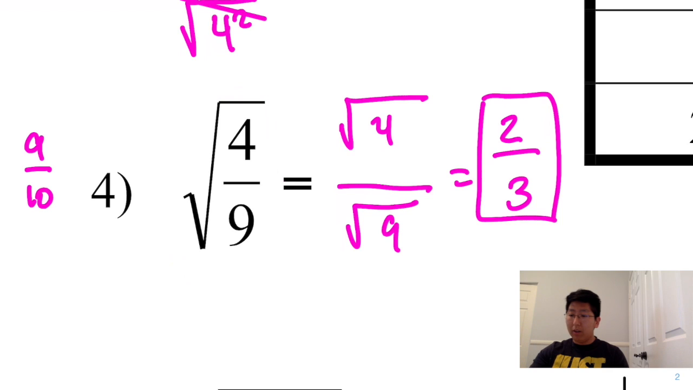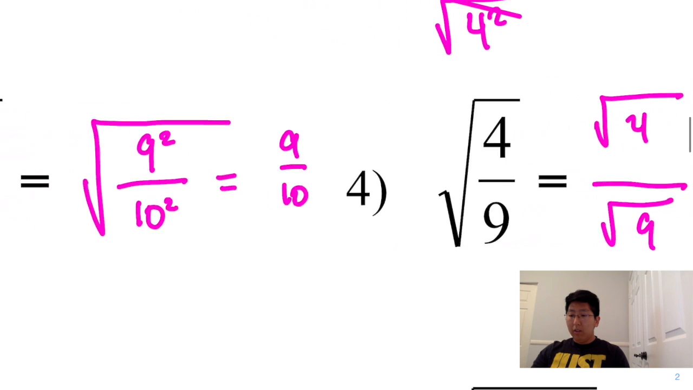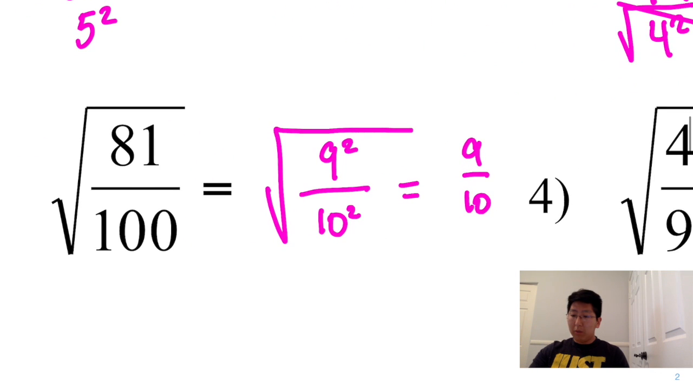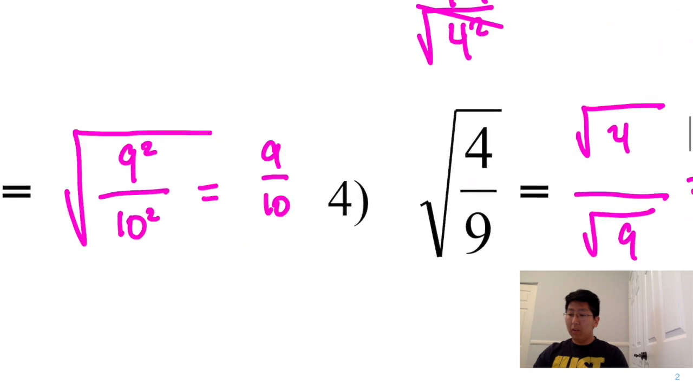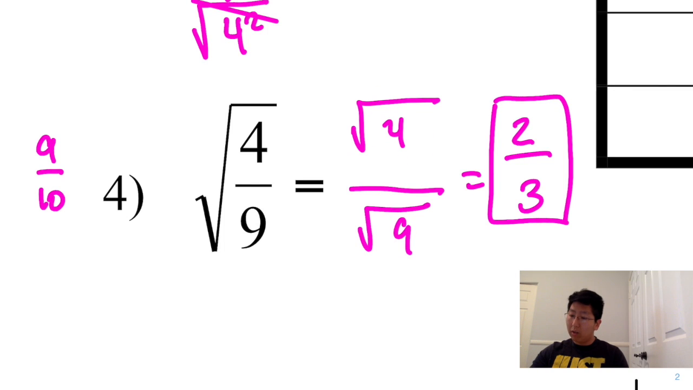When we have a fraction like this, you can choose to either break it up into two different square roots, like I did right here, or you could take the square root of the whole thing. Notice that's 9 squared, 10 squared, and it's also 2 squared, 3 squared. I just didn't write it out.